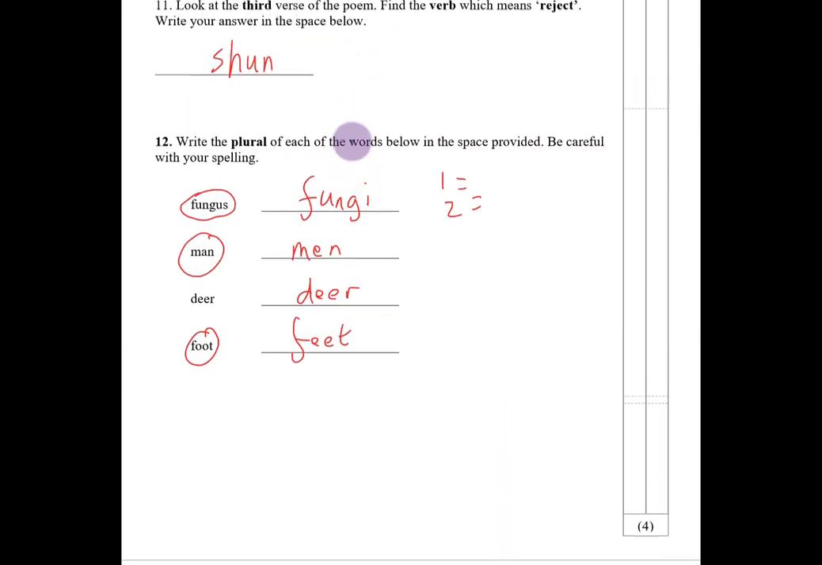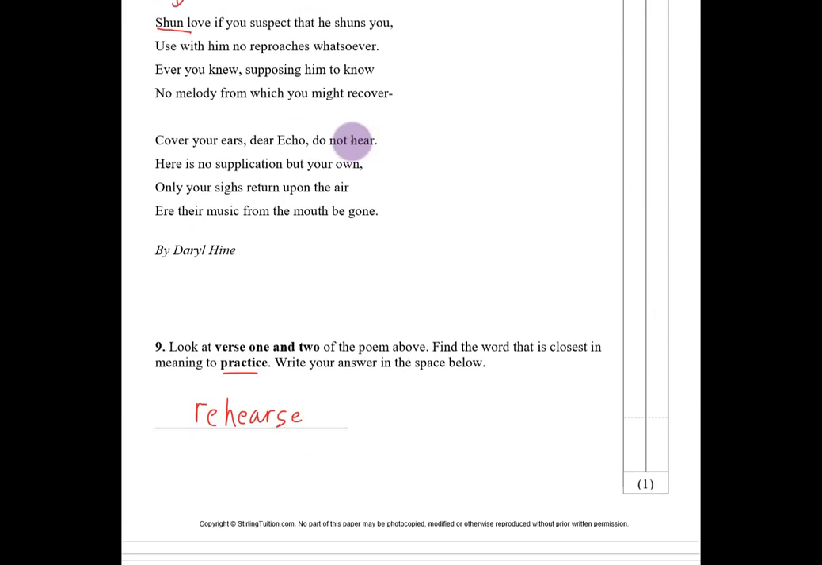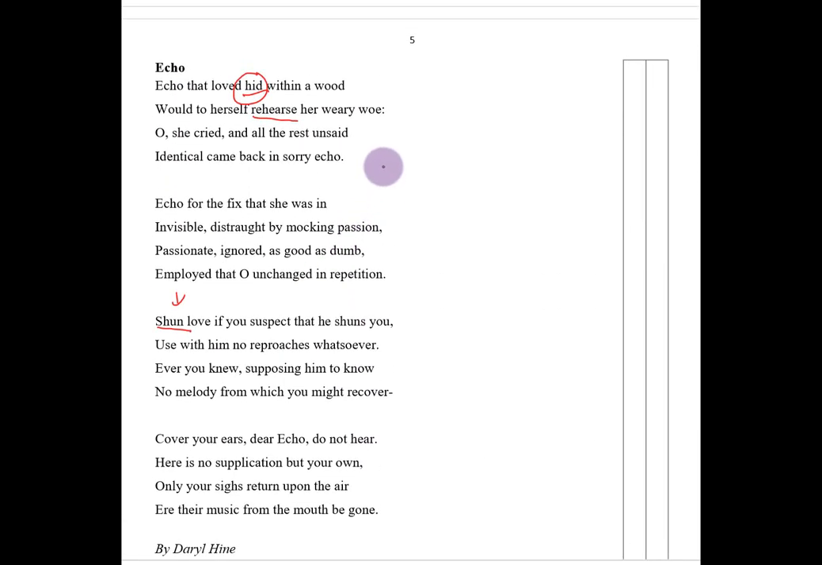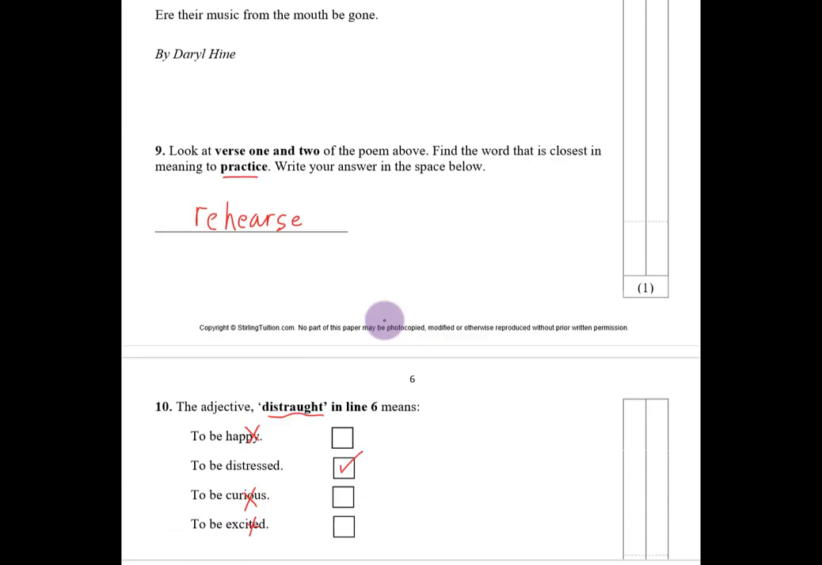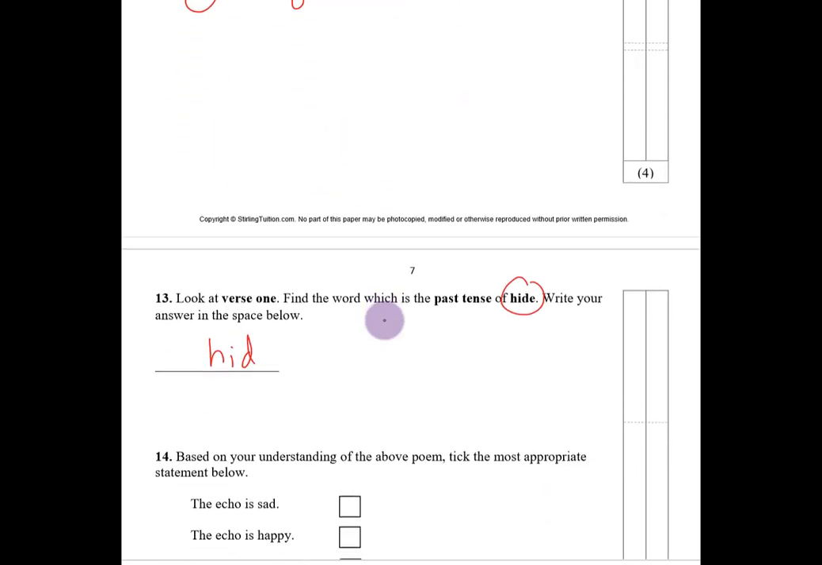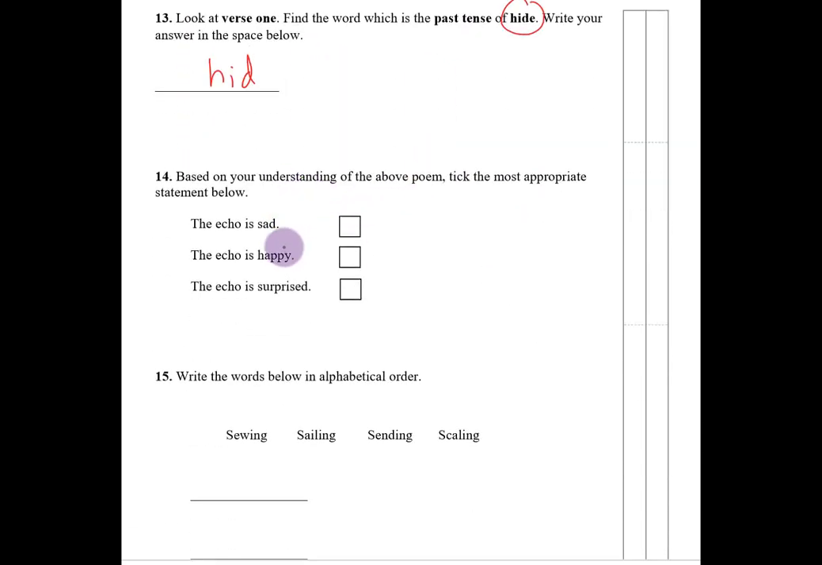Now, as you've read through, hopefully you had an idea of what was going on and you understand that he isn't very happy. It talks a lot about the woe, weary woe. He's distraught. There's people mocking him, all those types of things. So basically, he isn't very happy at all. And if we look here, is he happy, or surprised? It's actually that he's sad, and that would be the correct answer.